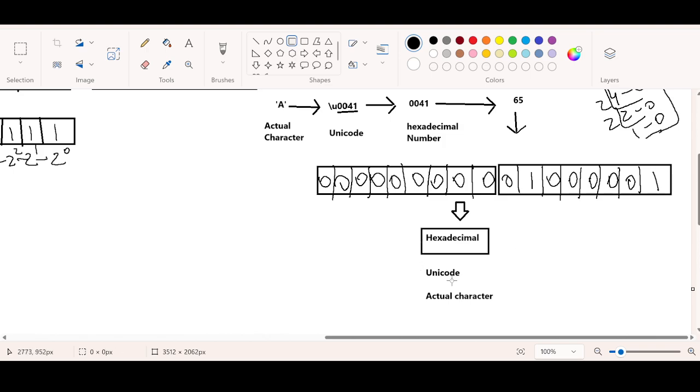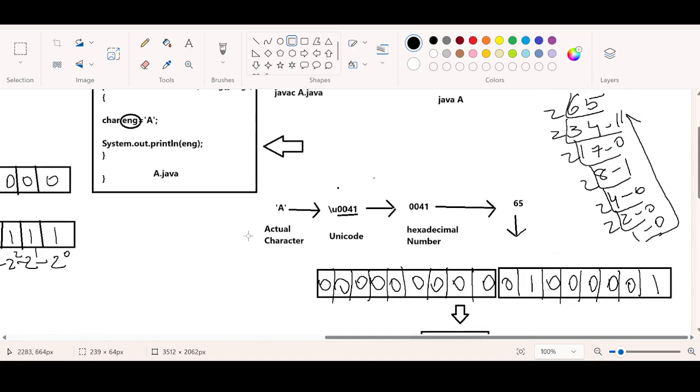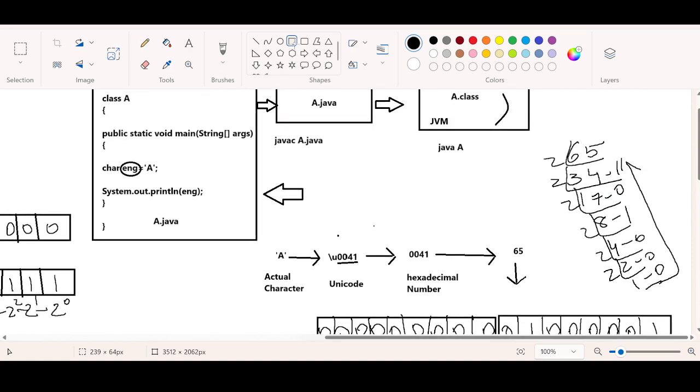For the storing, these many things are happening. For one character, if you want to store, these many things are happening behind the scenes. Just remember this: the actual character is getting converted to Unicode. You do not have to remember this Unicode. I will tell you how we are getting this Unicode later. These things are already mapped by the Unicode system internally. For each and every letter, there is a specific Unicode. For A, the specific Unicode is \u0041.